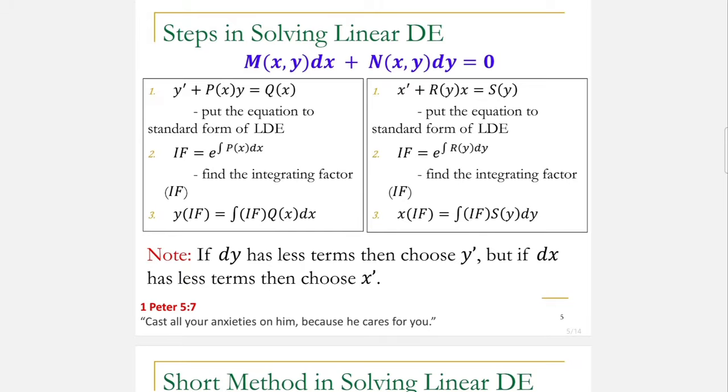How to choose if the given DE is linear in y or linear in x? If dy has fewer terms, then that is linear in y. If dx has fewer terms, then that is linear in x. Okay? Or if the equation is already arranged in y prime, then that is linear in y. Or when the equation is already arranged in x prime, then that is linear in x.